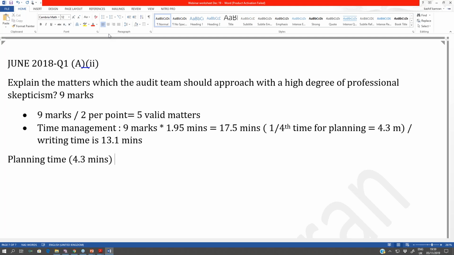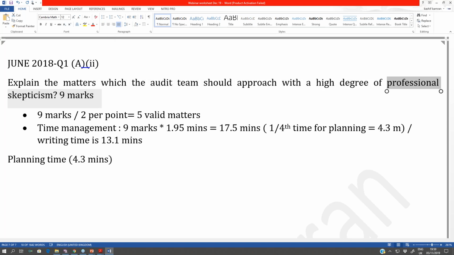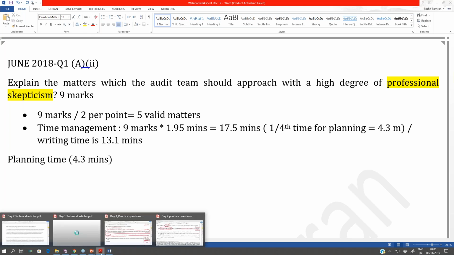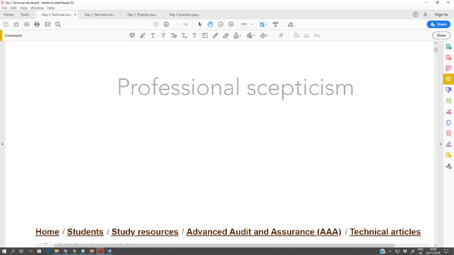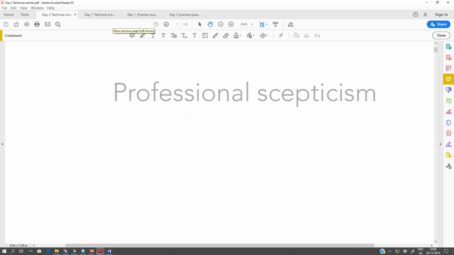Now we need to understand professional skepticism first, and we need to understand internally what matters the auditor should approach with more degree of professional skepticism, or with a higher degree of professional skepticism. And I hope everyone has a clear knowledge about what professional skepticism is. I have also shared that as an article for the day two resources, which is the day two technical articles. And when you look at the day two technical articles, that is professional skepticism. This is an article which has been there for so many months.